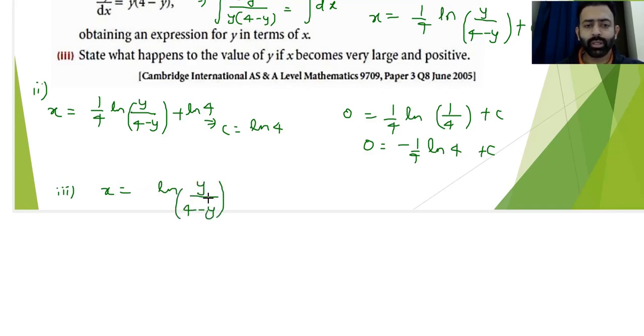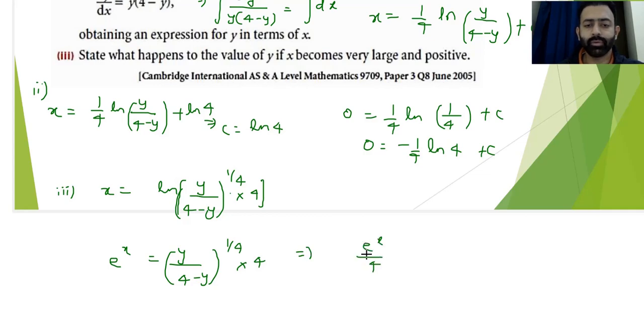properties of log, that this is 1 by 4 into 4. Okay, log a plus log b is log ab, right? This is x. So here e raised to power x is equal to y over 4 minus y raised to power 1 by 4 into 4. That means e raised to power x by 4 then raised to power 4 is equal to y over 4 minus y.